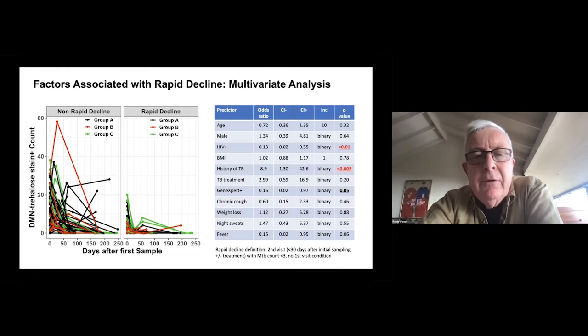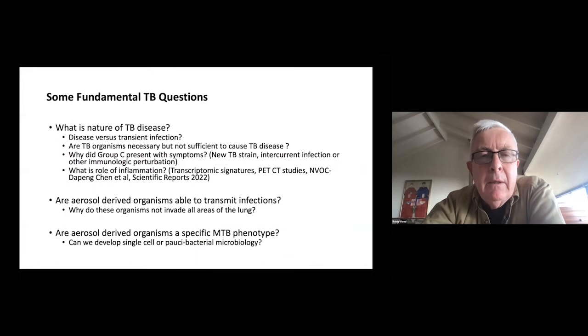So there's obviously a major immunological import to this, that poor immunology or impaired immunology of HIV affects it one way, but somehow or other previous TB treatment affects it the other way. So rounding this up, I find this quite surprising. So it raises some questions of what is the nature of TB disease? We're showing that disease was proven in group A, was highly suspected in group B, but group C seemed to have a transient infection. So does this mean that TB organisms are necessary but not sufficient to cause TB disease?